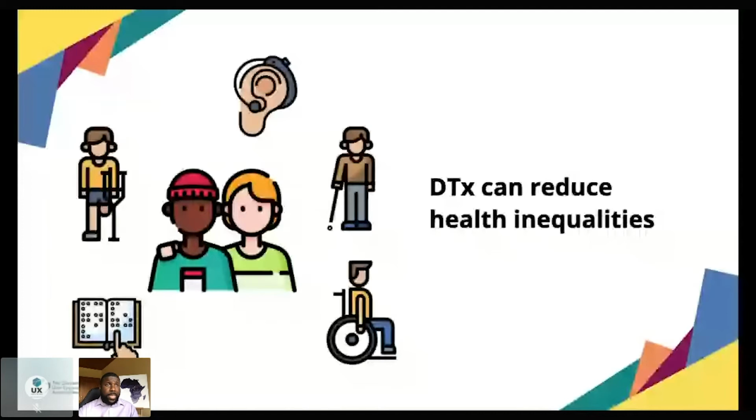You know, me as a black man from the United Kingdom, even though I've been educated and I've earned a medical degree, statistically I'm more likely to die from a variety of diseases.